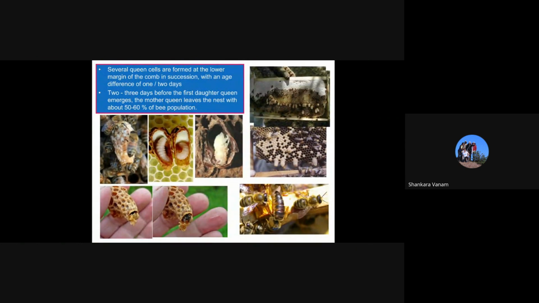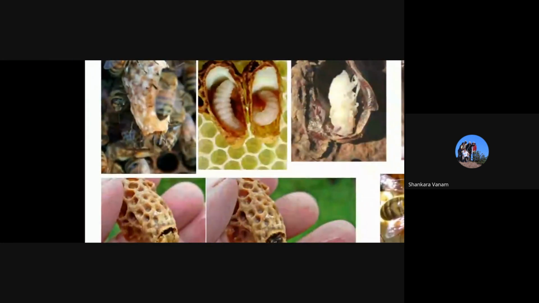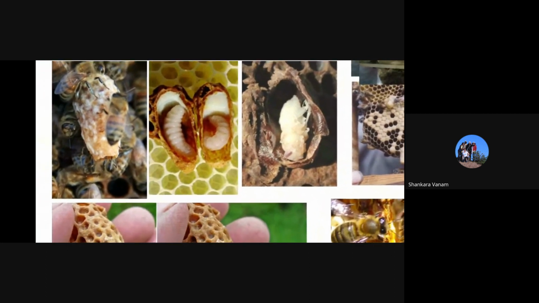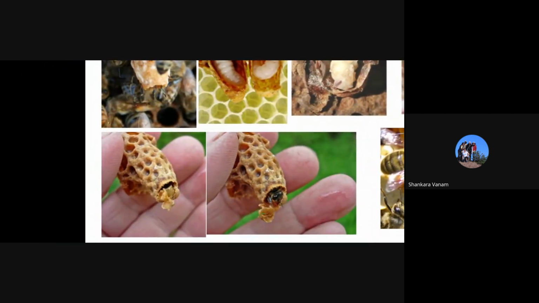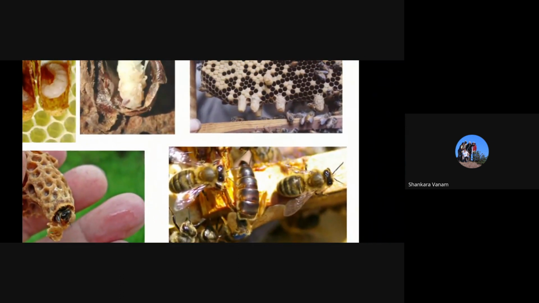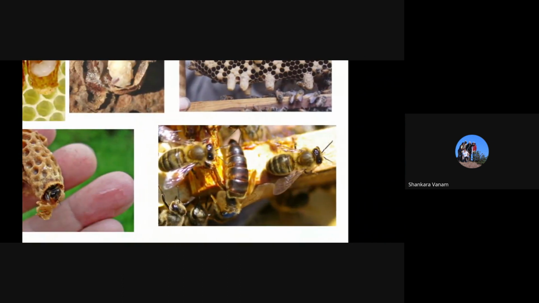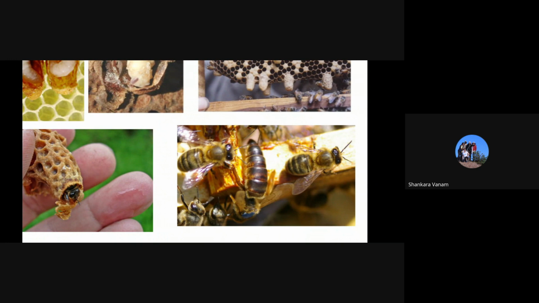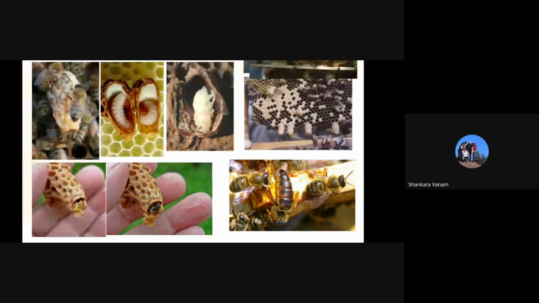You can see different developmental stages of the queen. Formation of cells by worker bees in the first picture, then the larval stage of the queen, pupal stage, emergence of the queen, and the adult queen. The adult queen is very clearly distinguished by its size in the colony. The queen will be the largest one, and the workers will be surrounding the queen.